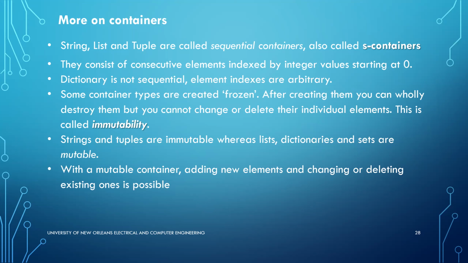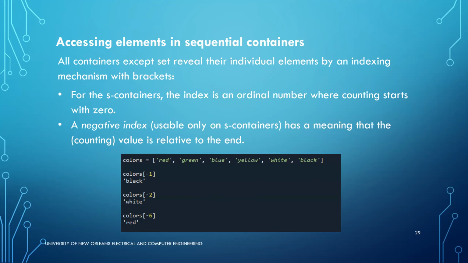This may seem like a contradiction because if you create a list, in many instances, you're going to have to add something to it or delete something from it. And there are ways of doing that, okay? But it's not immediately done through indexing, as you'll see later. And with a mutable container, adding new elements and changing or deleting existing ones is possible.